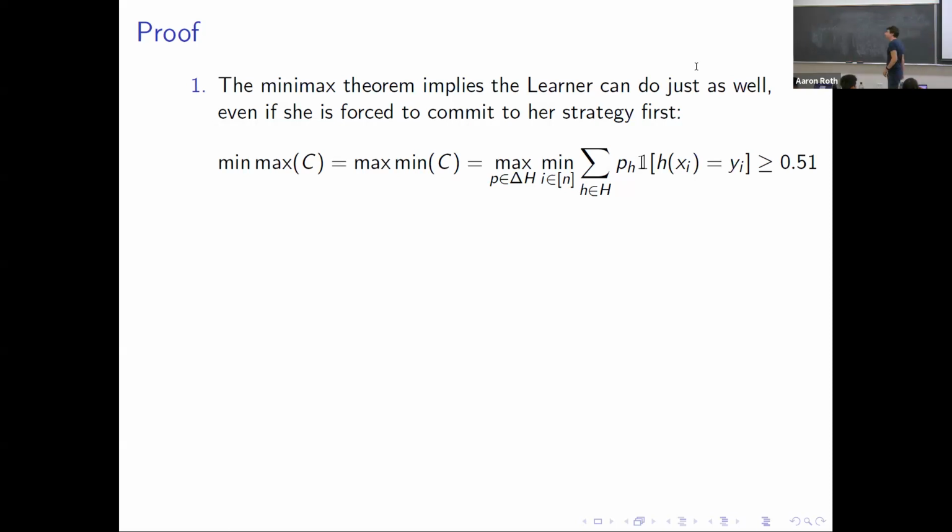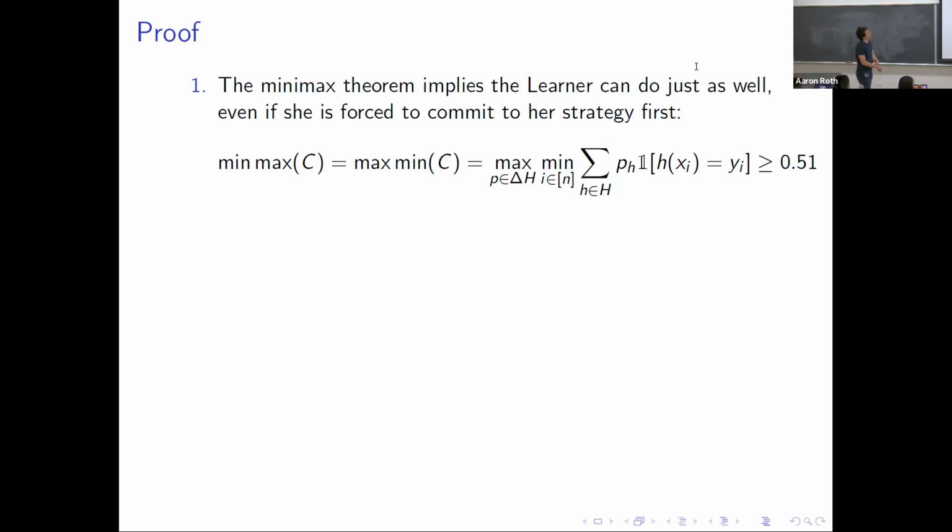So, if the adversary goes first and tells us a weighting over the data set, the learner in this game can best respond and get predictive accuracy at least 51%. But that's not really how we're interested in playing the game. We want ultimately a learning algorithm that always does well.